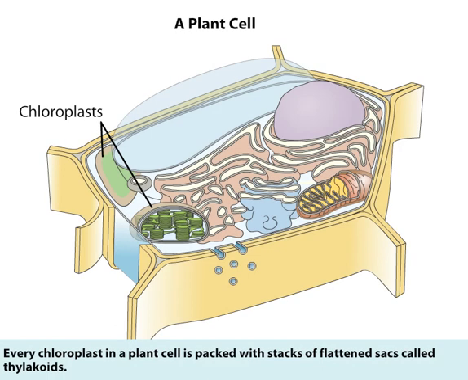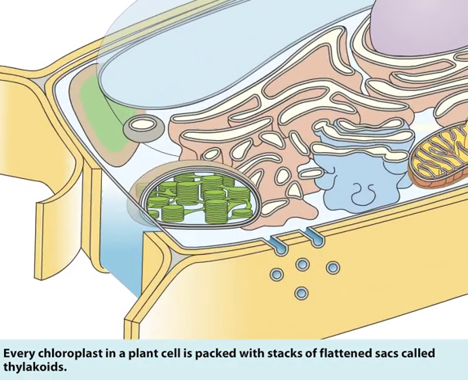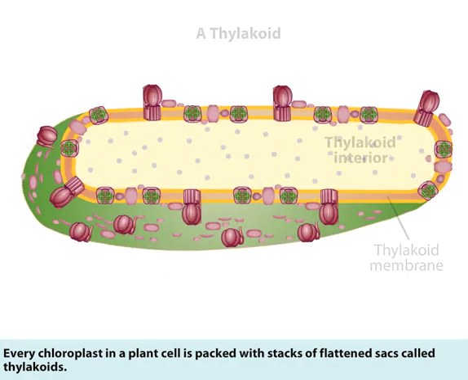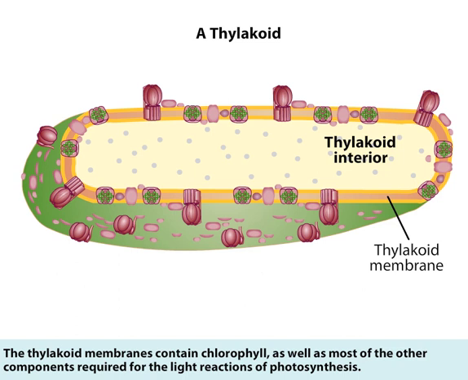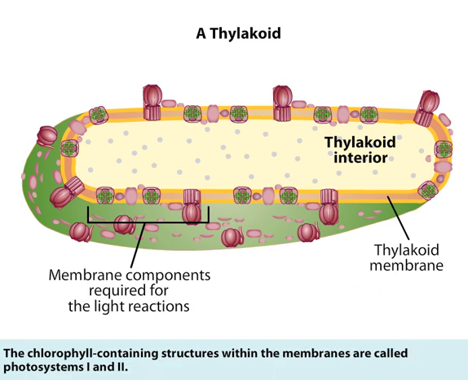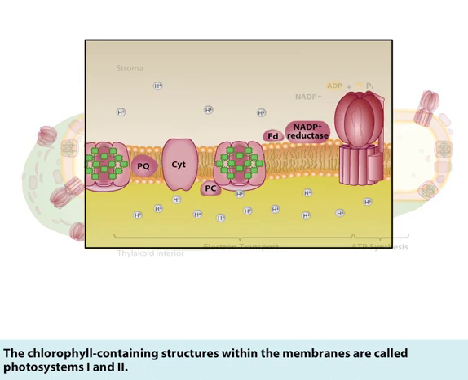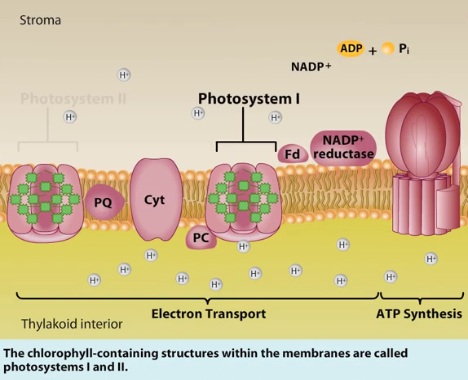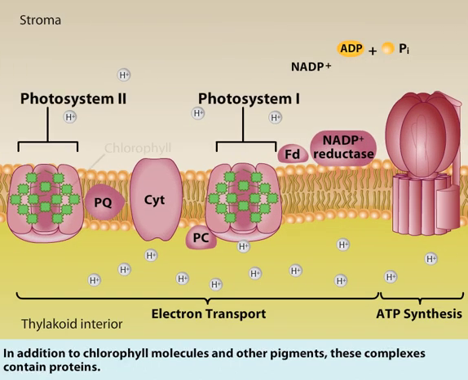Every chloroplast in a plant cell is packed with stacks of flattened sacs called thylakoids. The thylakoid membranes contain chlorophyll, as well as most of the other components required for the light reactions of photosynthesis. The chlorophyll-containing structures within the membranes are called photosystems 1 and 2. In addition to the chlorophyll molecules and other pigments, these complexes contain proteins.